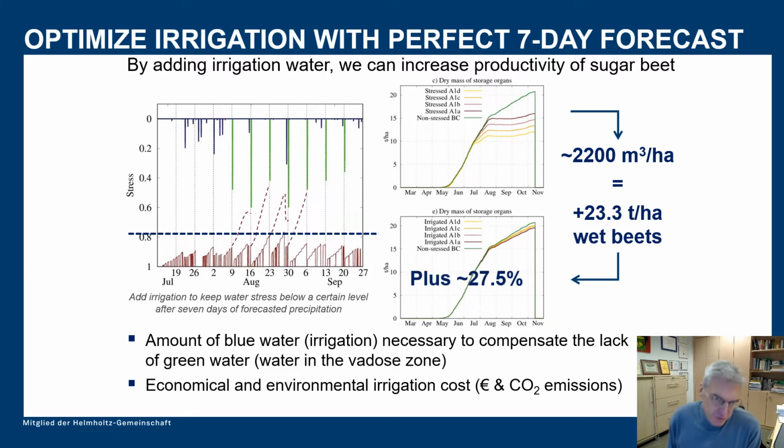Now, if you use this information, you can show that you have an increase in productivity on many field sites, which is about 30% more in terms of wet biomass production. So that means that using these technologies, one is also able to improve the productivity, but also to manage his fields in an economical and environmental way.